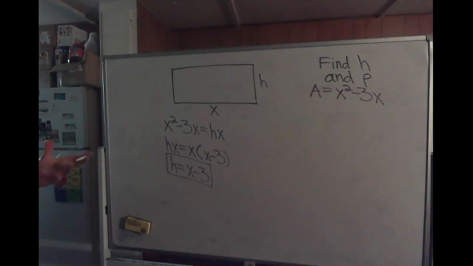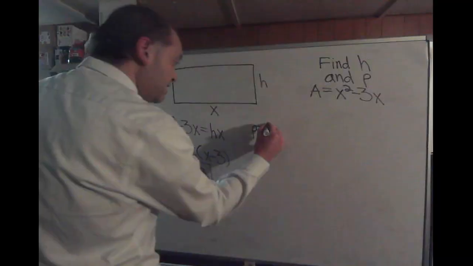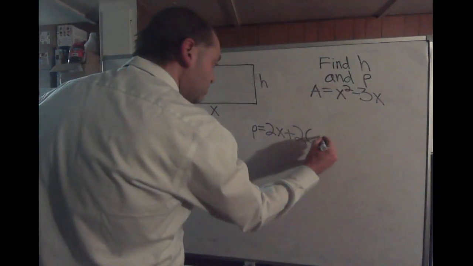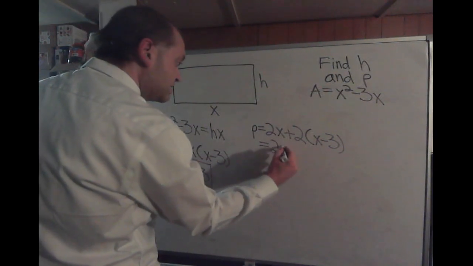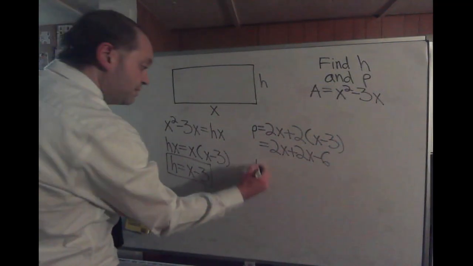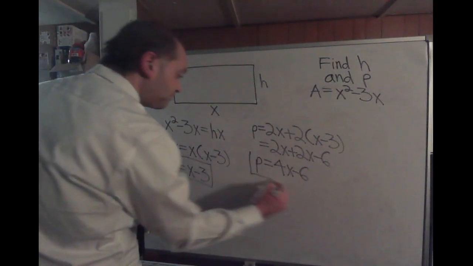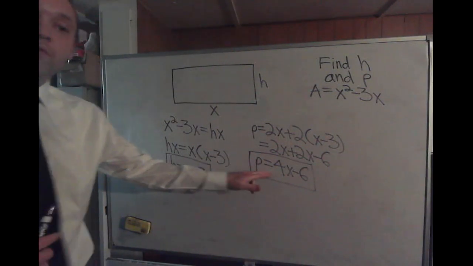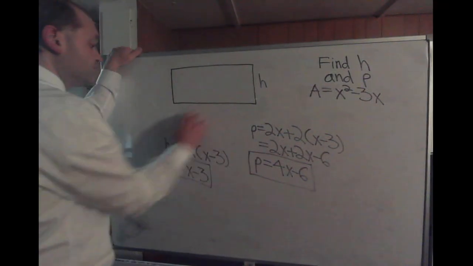Now it's easy to find the perimeter. The perimeter, you'll just take 2 times the length of the base, so that would be 2x, plus 2 times the length of the height, so that would be 2 times the quantity of x minus 3, which would give you 2x plus 2x minus 6. So that means the perimeter is going to be equal to 4x minus 6. So after finding a height of x minus 3, you get a perimeter of 4x minus 6. One more exercise with this rectangle, then we move on to other stuff in this lesson.